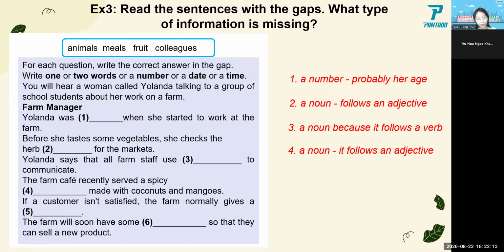And number 5, if a customer isn't satisfied, the farm normally gives a refund. It follows an article. And the last one, the farmers will soon have some goats so that they can sell a new product. Okay, we need a noun for the last one too. Okay, that's all. And now, next please.